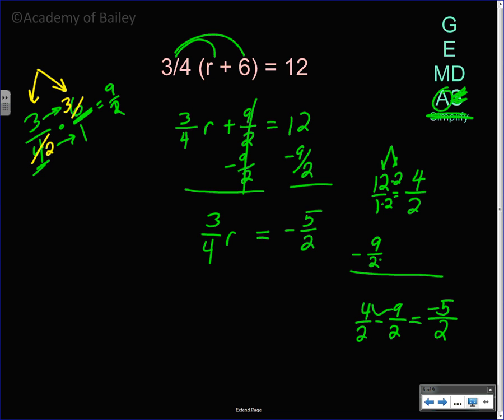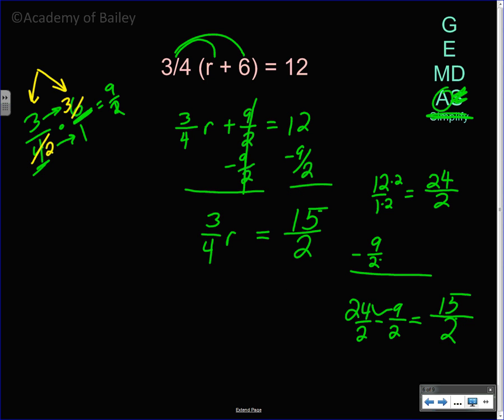12 times 2. There we go. Glad I caught that. 12 times 2 is actually 24 over 2. And now that makes sense. That makes better sense. 24 minus 9 is not negative. 24 minus 9 is a positive 15. Positive 15 over 2.